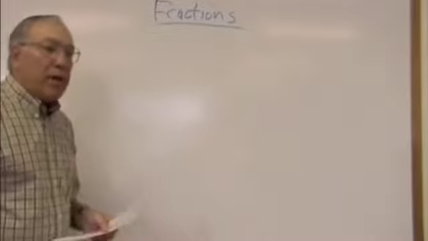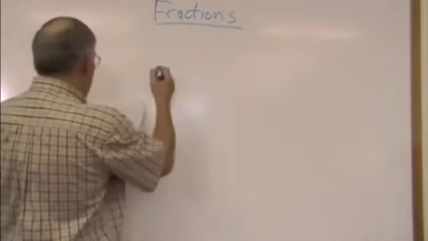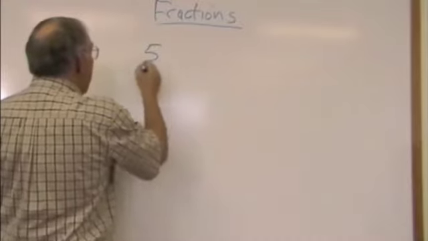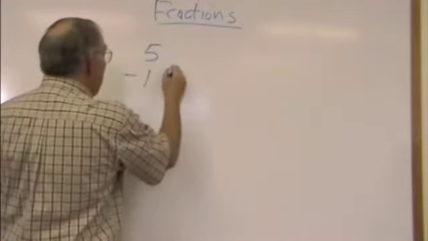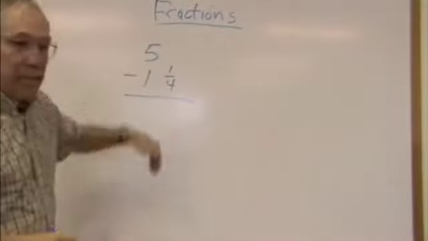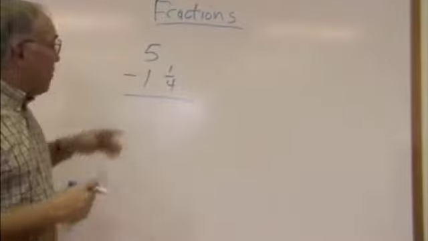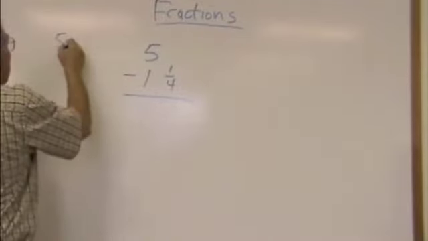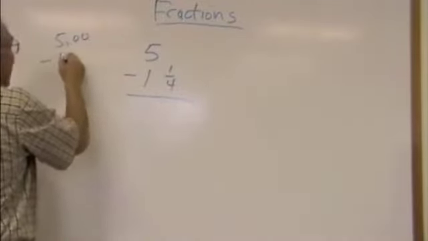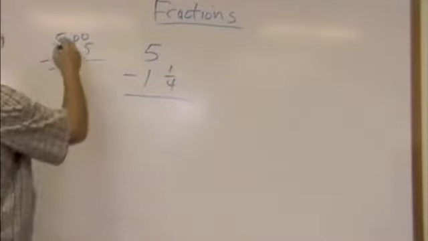Okay, here's a little bit more difficult subtraction problem using mixed numbers. What if we had this one, 5 minus 1 and 1/4? Well, there's nothing to subtract the 1/4 from. But again, let's just think money. If you had $5, I could write it like this, minus $1.25.